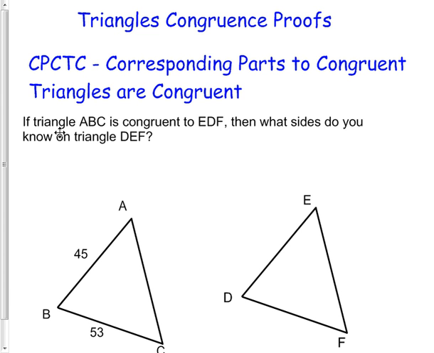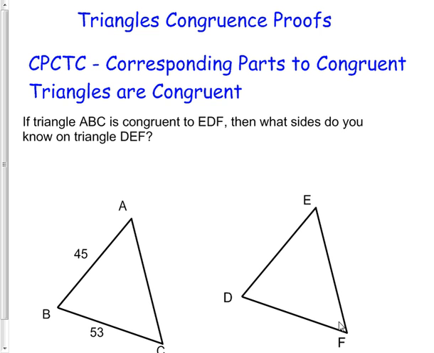So down here, what this is saying is if triangle ABC is congruent to EDF, then what sides do you know on triangle DEF? So ABC is congruent to EDF, so if AB is 45, then that means DE would also be 45. And same thing, if BC is 53, then DF would also be 53.